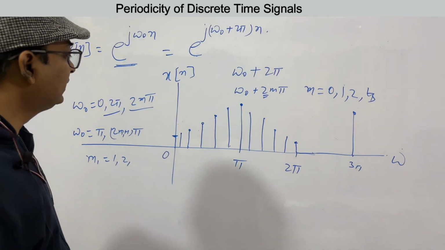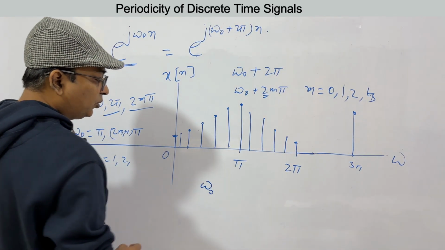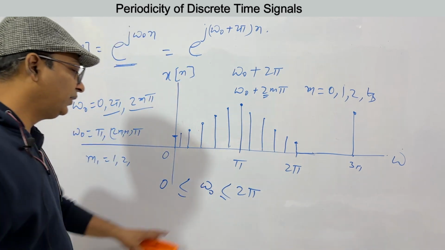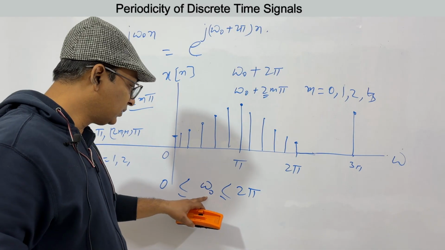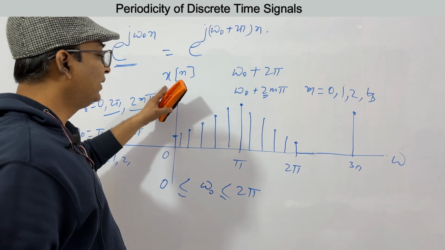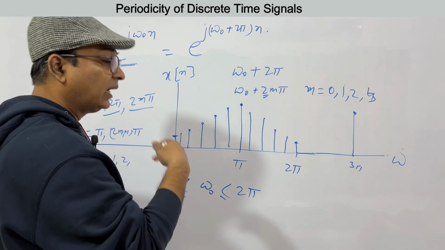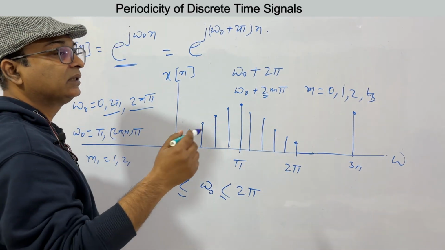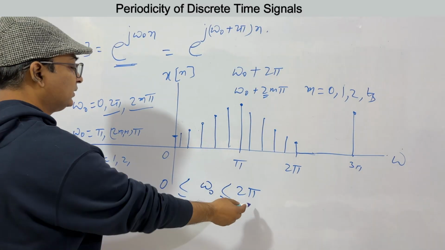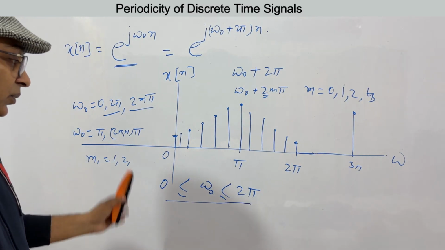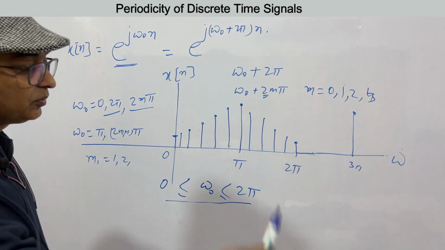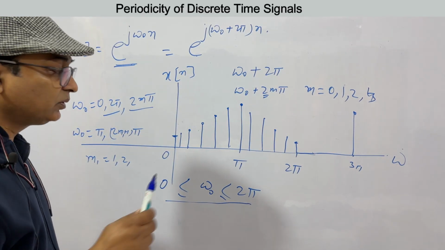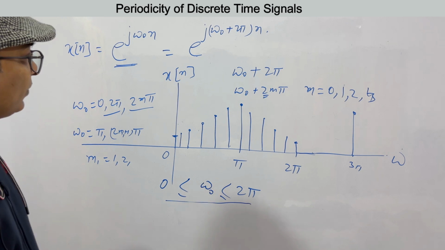So from here what we understand is we need to choose a value of omega 0 between 0 and 2 pi. If we know the value of the signal for omega 0 between 0 and 2 pi, then for frequencies outside this range, like 2 pi, 3 pi, 4 pi, 5 pi, omega 0 plus 2 pi will have the same signal. So this is a very important distinction with respect to continuous time signals, where you can keep on increasing omega 0, and for every distinct value of omega 0 you will have a different signal. Okay, this is clear.